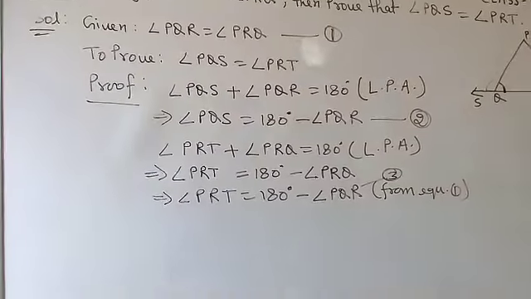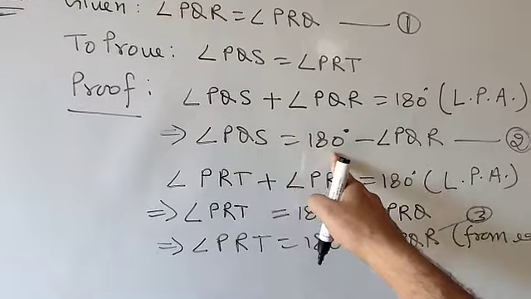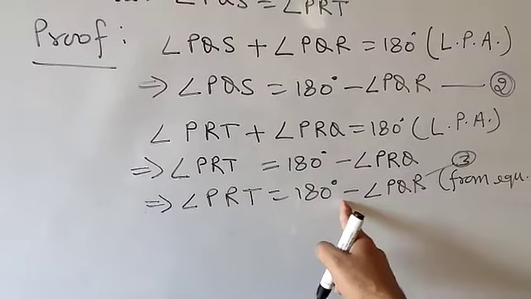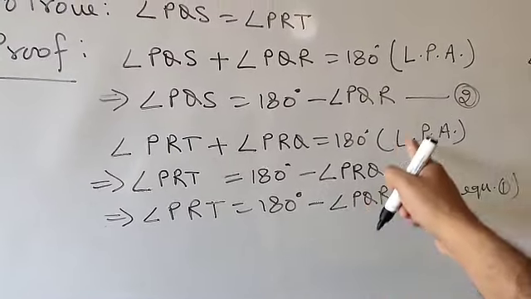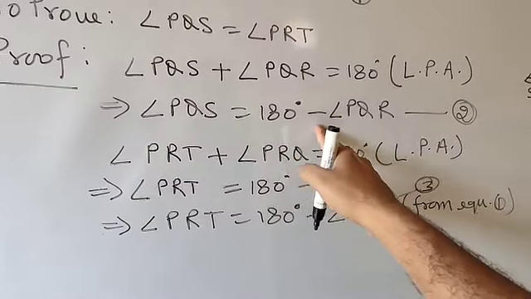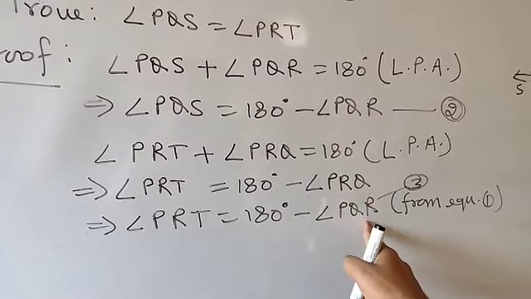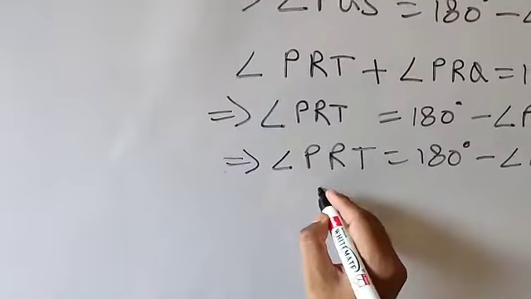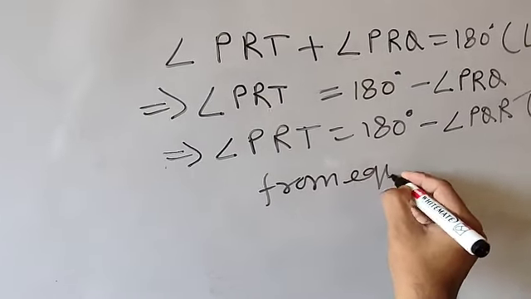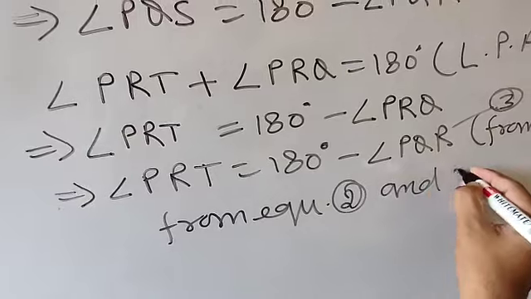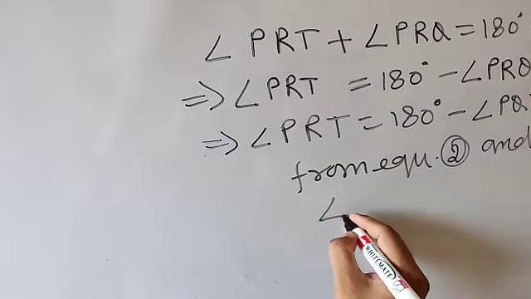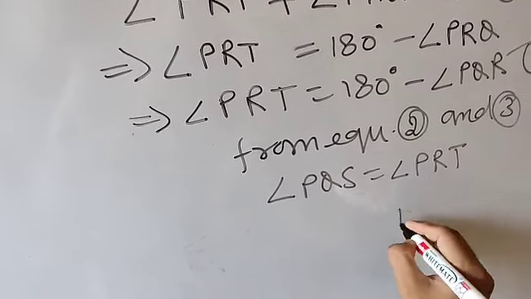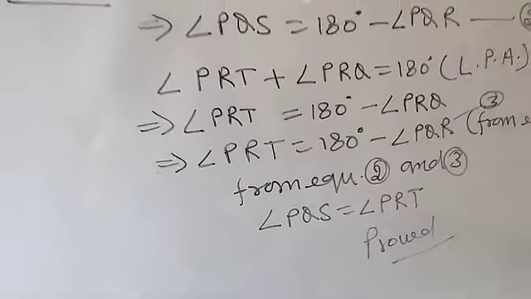Now compare both equations. In equation 2, angle PQS equals 180 degrees minus angle PQR. In equation 3, angle PRT equals 180 degrees minus angle PQR. In both equations 2 and 3, the right side is 180 degrees minus angle PQR. So if the right values are equal, then the left values will also be equal. So from equations 2 and 3, you can write angle PQS equals angle PRT, and it is proved. That is what you needed to prove, so it has been proved.